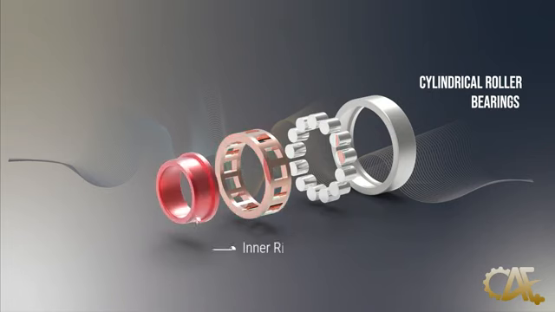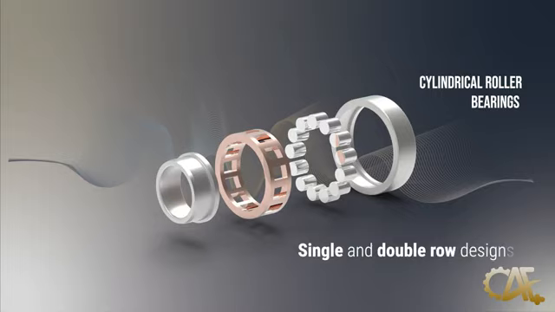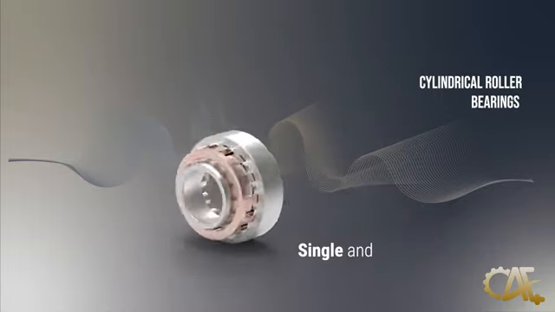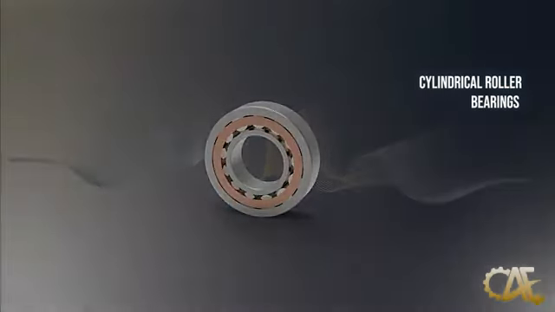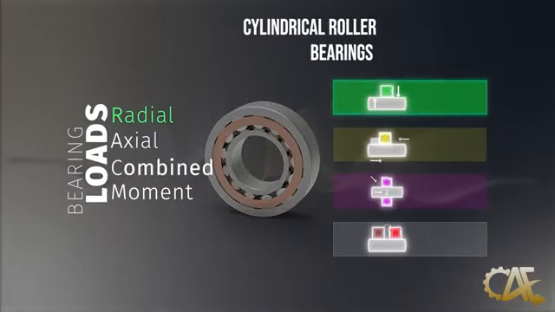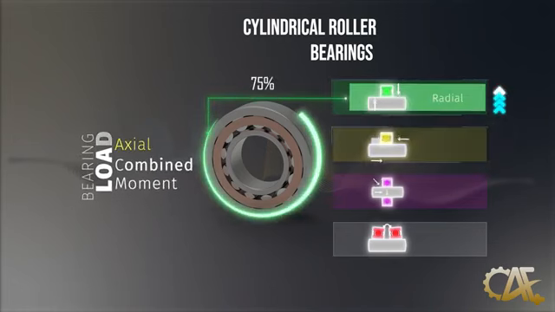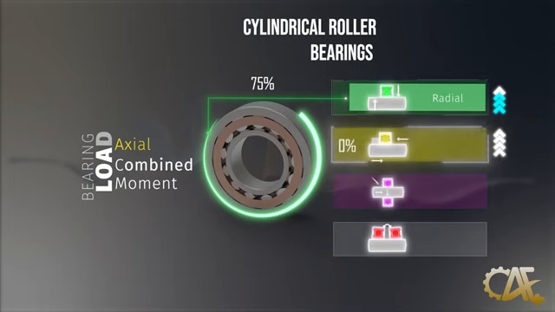With ribbed configurations, the bearing can effectively carry a minor axial load between the end of the rollers and the ribs. Moreover, they come in both single and double row designs, offering a diverse range of configurations. Now, looking at the cylindrical bearing's load performance, they excel in radial loads, earning a rating of 3 chevrons. However, their standard setup isn't optimized for axial loads.